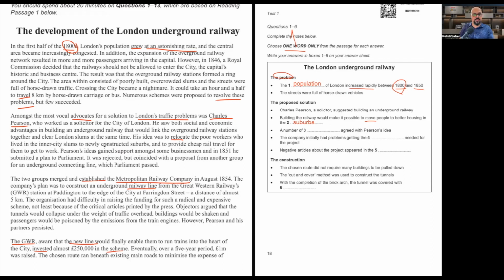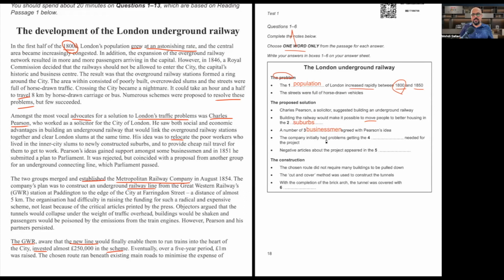Maybe the answer is above. But first, I look down there. Oh, we have idea. Okay, good. We have this guy's ideas. Gain support, okay, amongst some businessmen. Good. It was rejected first, but then another group. Group of who? Group of the same people, businessmen. Okay, they passed. So there's agreement here. Maybe initially it was rejected, but later they agreed. So the answer is businessmen. So I'm going to write a number of businessmen agreed with Pearson's idea.